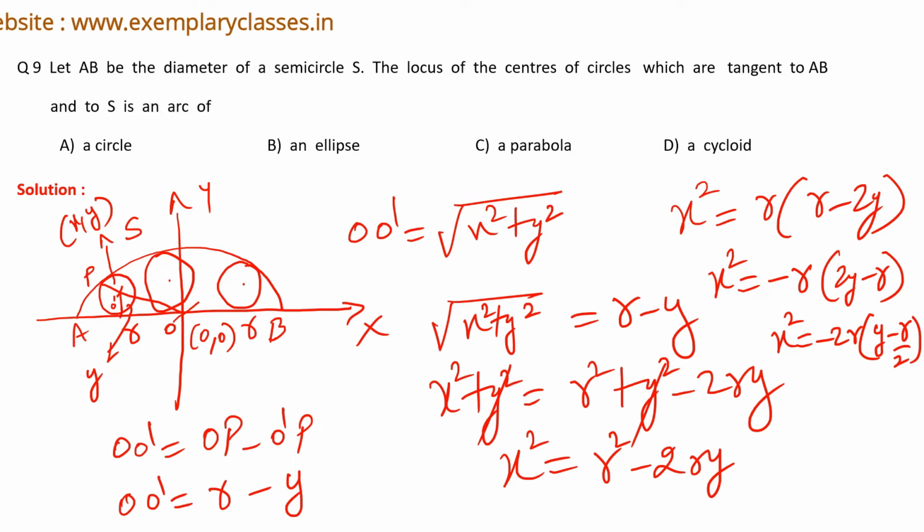Now in our case, it's a downward parabola, but in general, we can say it is going to be a parabola. Fine. So hence, we can definitely say that the locus of the centers of all of these inner circles are going to be a part or arc of a parabola. Right? Now we move to the next question.